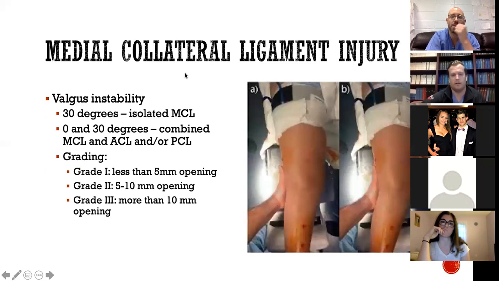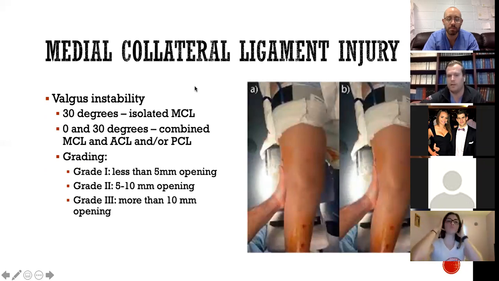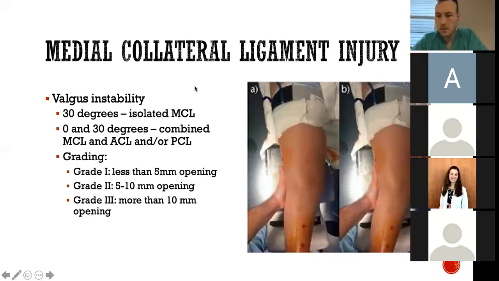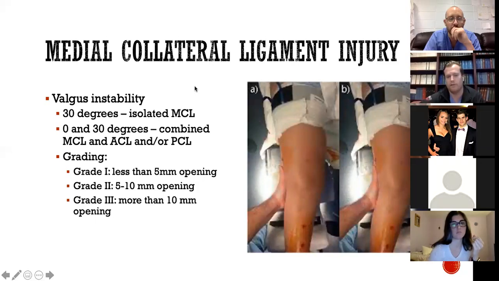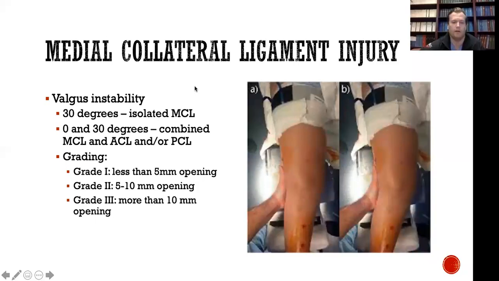When testing the MCL, you look for valgus instability, both at 0 degrees and 30 degrees. You can note that if there's only valgus instability at 30 degrees, it can be described as an isolated MCL injury. If there is instability at both 0 degrees and 30 degrees, that means it's most likely a multiligamentous knee, with the MCL being involved, as well as either the ACL or the PCL. Essentially, one of your secondary stabilizers is then disrupted. This can also be graded: grade 1 is less than 5 millimeters of opening, grade 2 is 5 to 10 millimeters of opening, and grade 3 is more than 10 millimeters of opening.